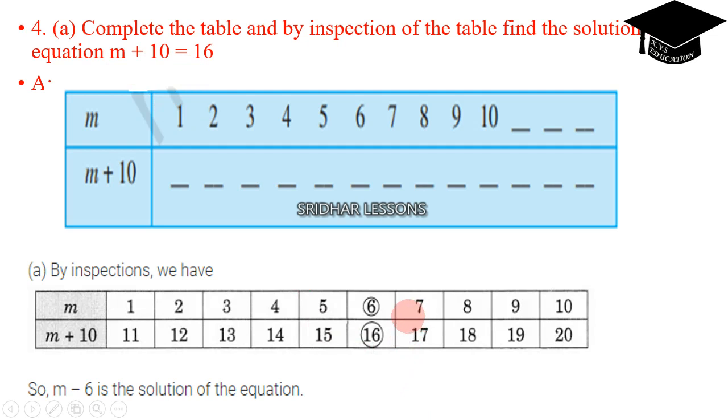And again we will further go: 7, m plus 10, that is 17. For 8, 10 plus 8, it is 18. For 9, 9 plus 10, it is 19. And finally for 10, 10 plus 10 is equal to 20.